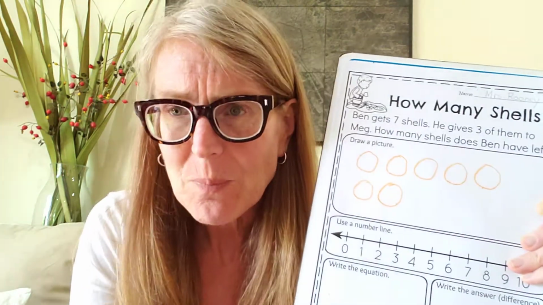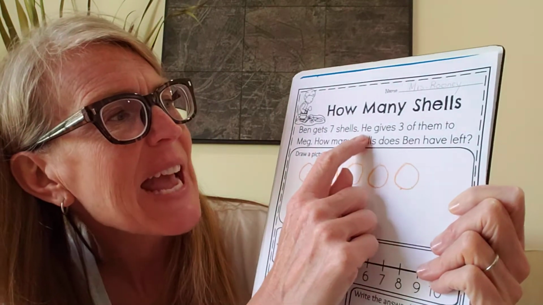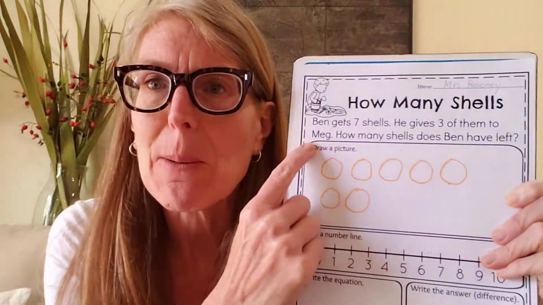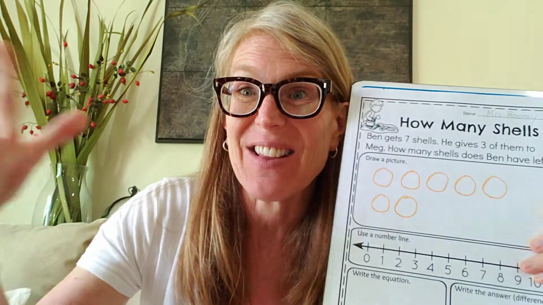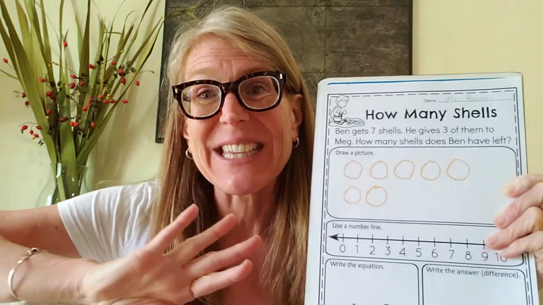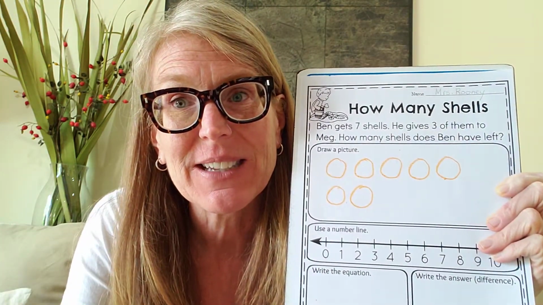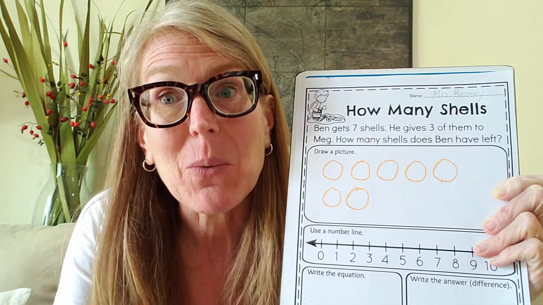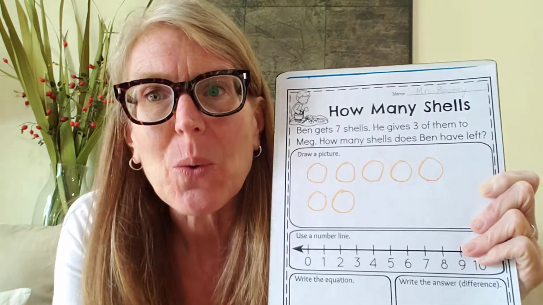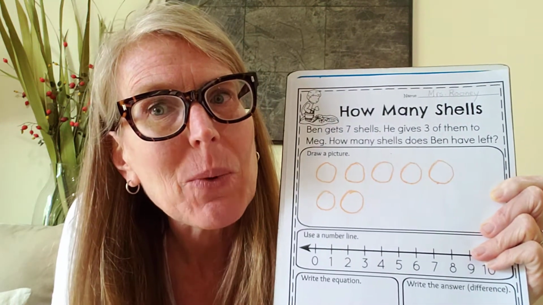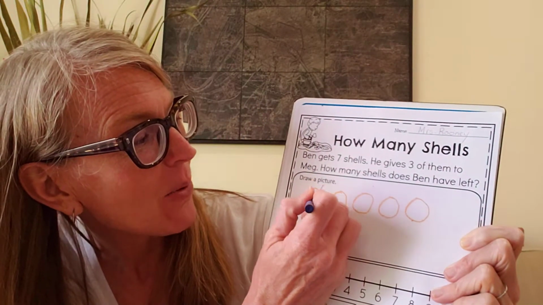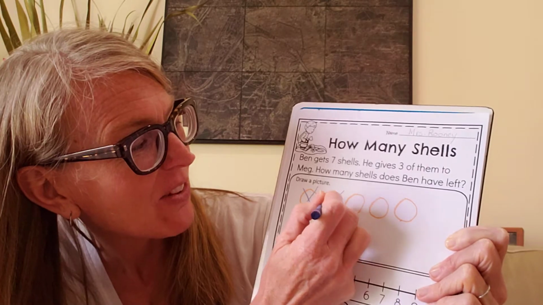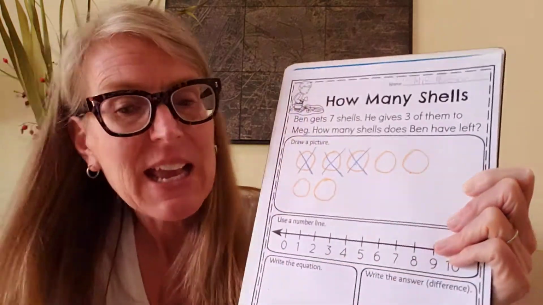All right. Now the next part of the story says he gives 3 of them to Meg. So if he's going to give them to Meg, does that mean he's adding more seashells or is he getting rid of seashells? He's getting rid of them, okay? How can I show that he gives 3 of them away to Meg? Very good. I can put X's on 3 of them.